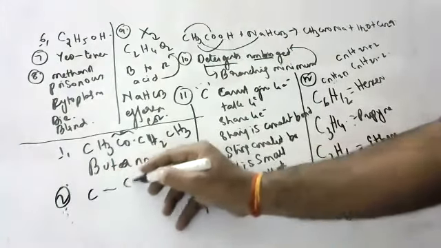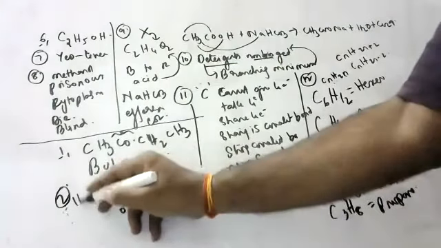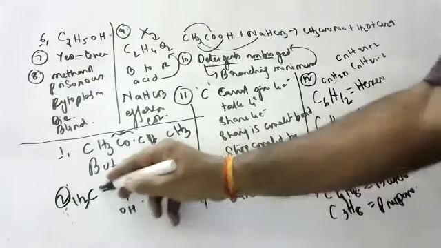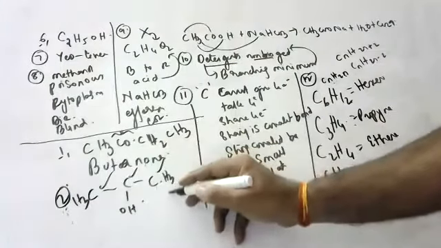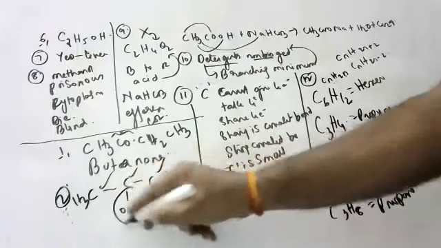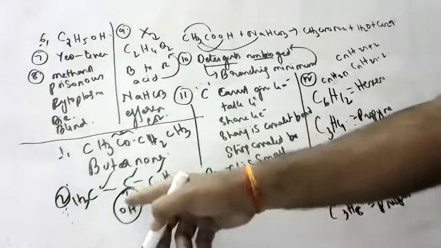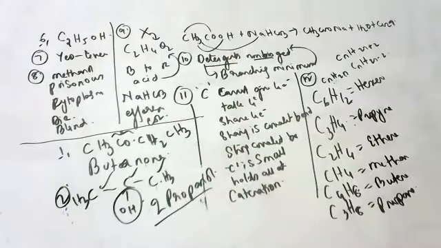Next one, children: CH3CH(OH)CH3. What is the name of this compound? 1, 2, 3 is there, so propanol. But on the second carbon alcohol is there. 2-propanol, because on the second carbon alcohol is there.